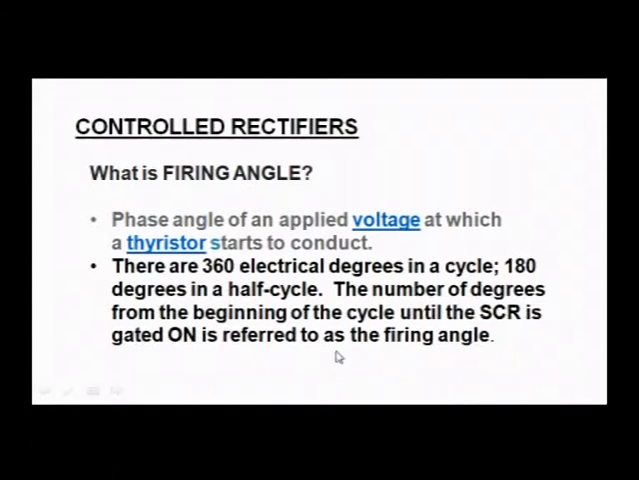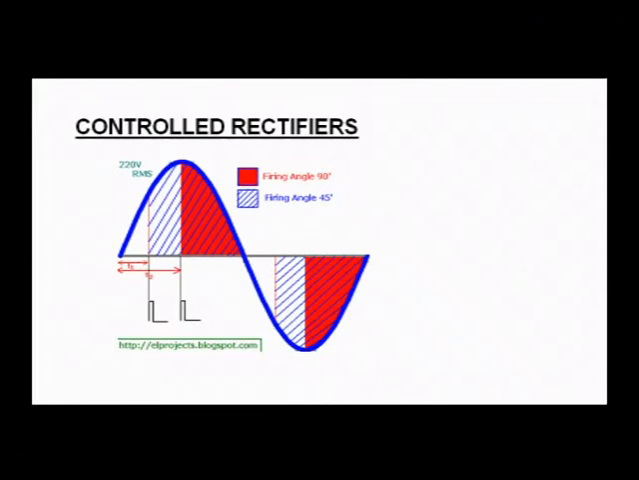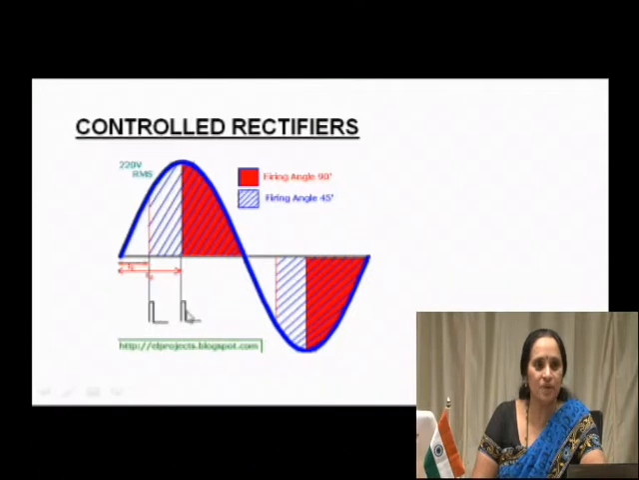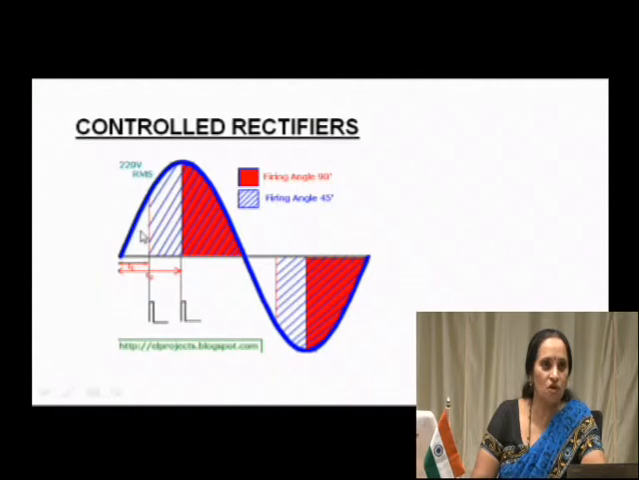In the next slide I can very clearly show this by a graph. I have shown two different gate pulses at two different moments in the AC. The first gate pulse I have applied at 45 degrees, so the firing angle is 45 degrees. The blue shaded portion shows it is conducting, and the non-shaded portion says it is in the off state. So off state to on state, and this is the firing angle.